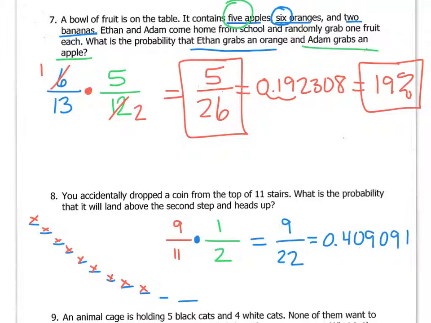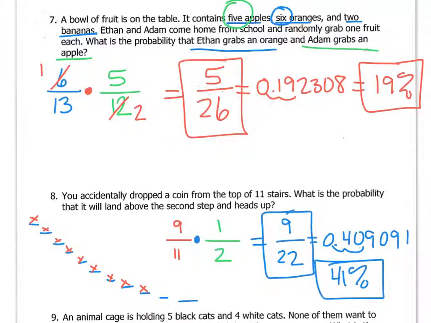0.409091. And if we move the decimal 2 places, that would round to 41%. So the probability of this happening is 9 out of 22, or 41% chance. So those are some examples of compound events.